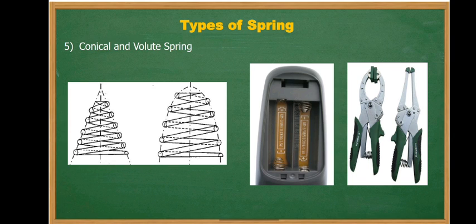Next are conical and volute springs. The conical spring is made of round wire wound in the shape of a cone. Here you can see this is the conical spring, and second is the volute spring which is wound in the form of a paraboloid. So this is the volute spring, and this is the conical spring. Such type of springs are used to support a body which has a varying mass causing vibrations. Applications of these springs are in remote controls to fix the battery of the remote, or pliers.